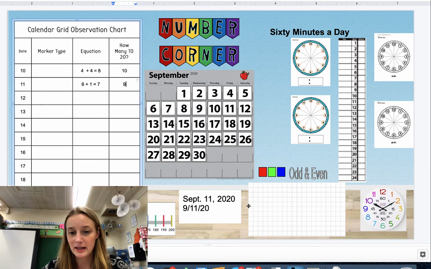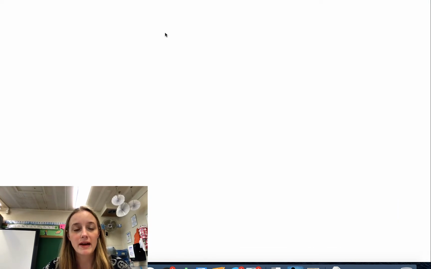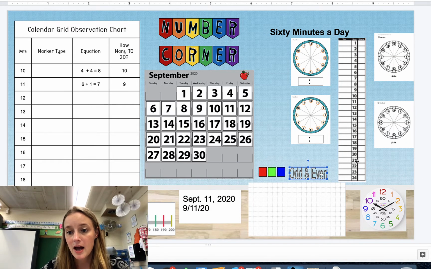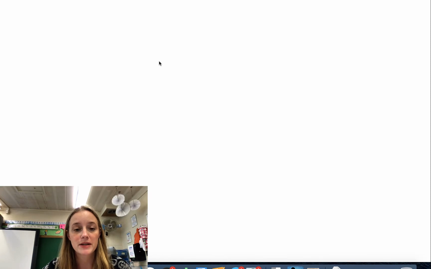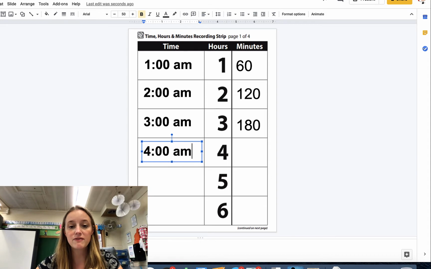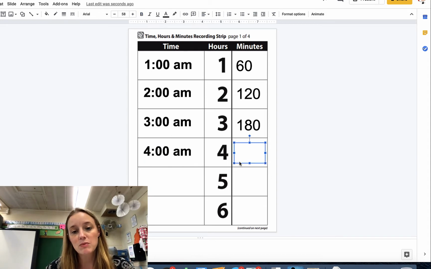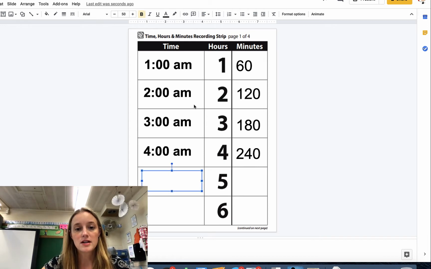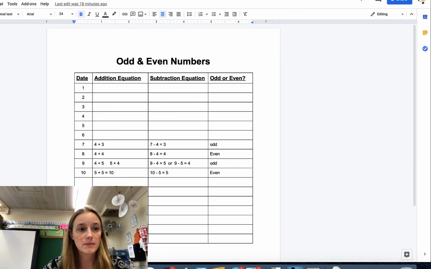So I'm going to go ahead and click on my odd and even chart, and we're going to open that. And I'm going to record, not my odd and even, I'm sorry. I'm going to click on my September number corner sheet, and I'm going to add 4 o'clock on here. And we are still at 4 a.m. Now we have to add 60 more minutes. We were at 180 on Thursday, so we have to add 60 more. So 180, 190, 200, 210, 220, 230, 240. So we're at 240. Okay, so that is it for this part of Number Corner today.